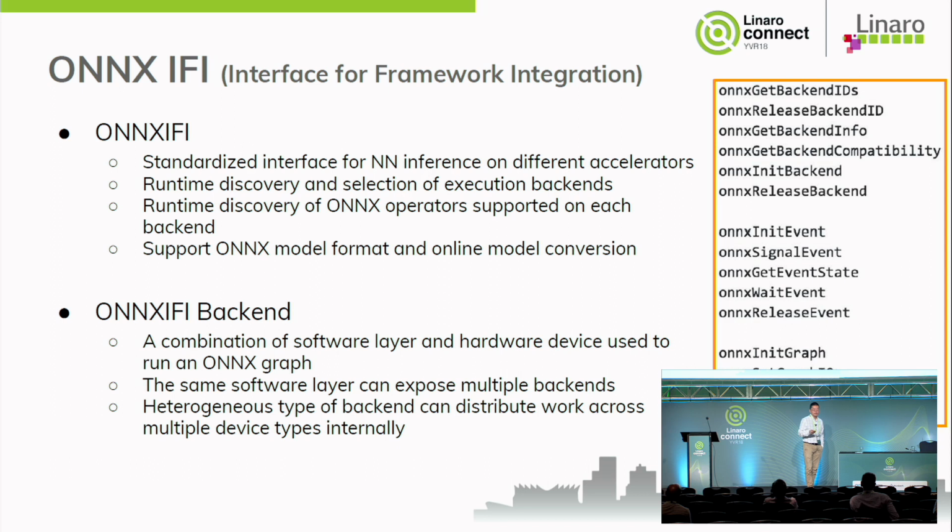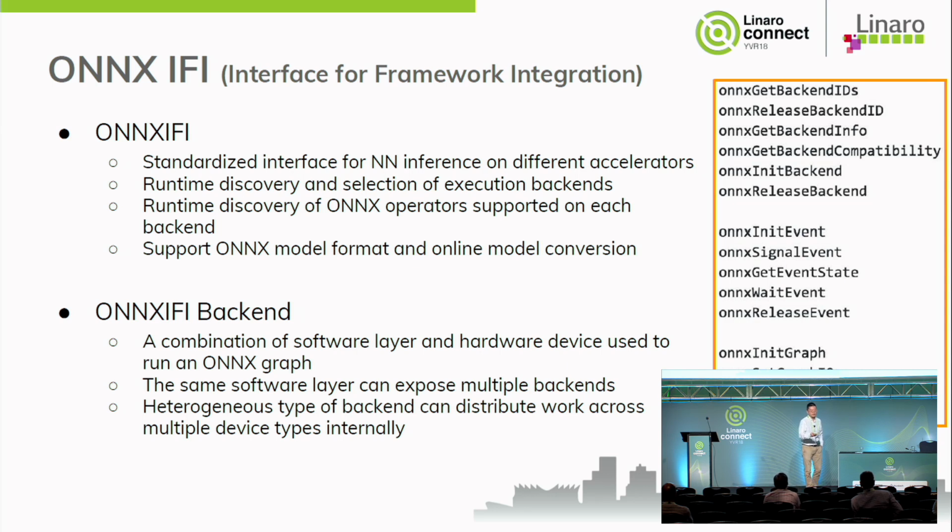An ONNX backend is a combination of a software layer and a hardware device to run an ONNX graph. So the same software layer can expose multiple backends, for example, CPU backend, GPU backend, DSP backend. And there is also one heterogeneous type of backend defined, because maybe the backend wants to handle the scheduling or dispatching to different devices by itself, right? So in this case, you can use the heterogeneous type so that you can do your own platform-level optimization, including CPU, GPU, DSP, and maybe NPU.